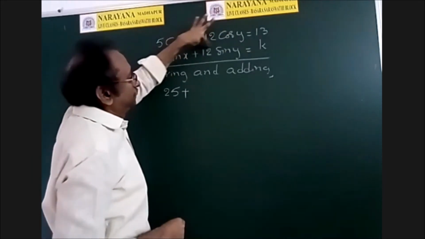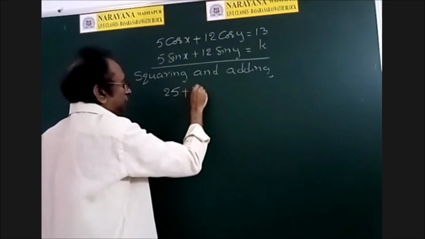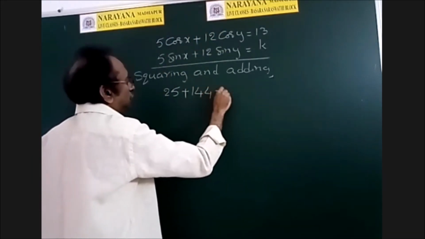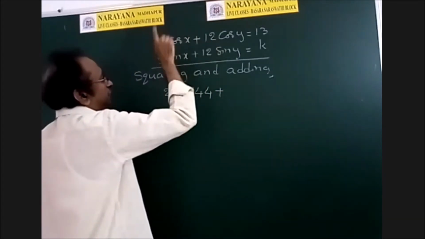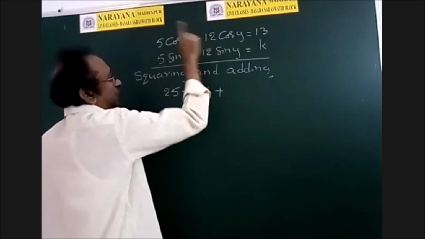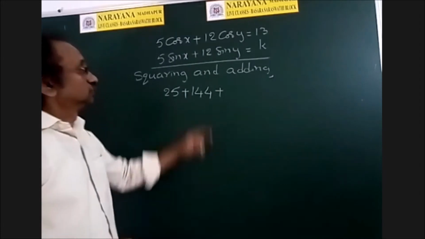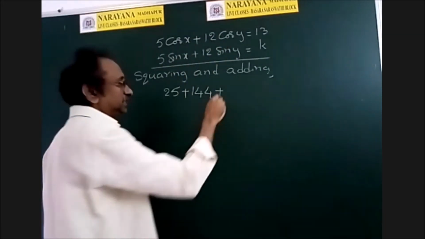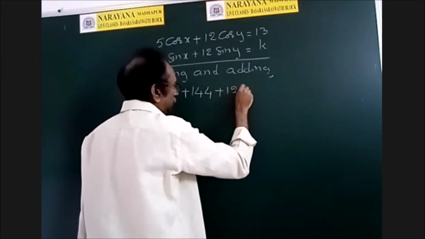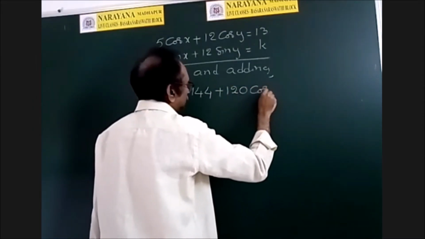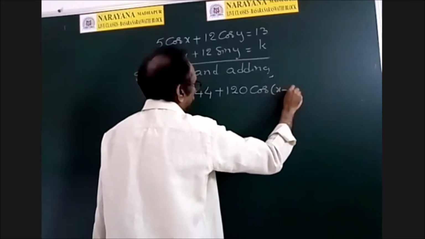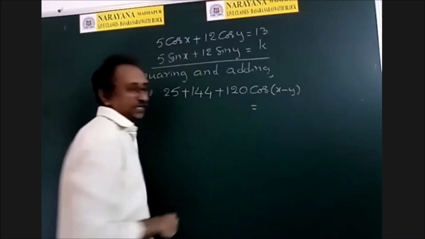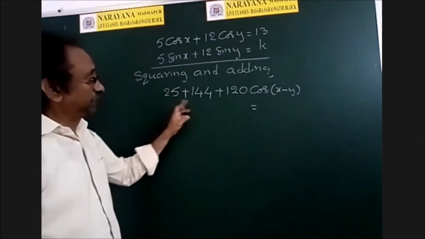144 cos square y plus 144 sin square y, that is 144. Plus the 2ab term: 2 into 5, 10, 10 into 12, 120. So 120 cos x cos y plus 120 sin x sin y, that is 120 into cos x cos y plus sin x sin y, that is cos of x minus y. Okay, so I have written that in a single step.